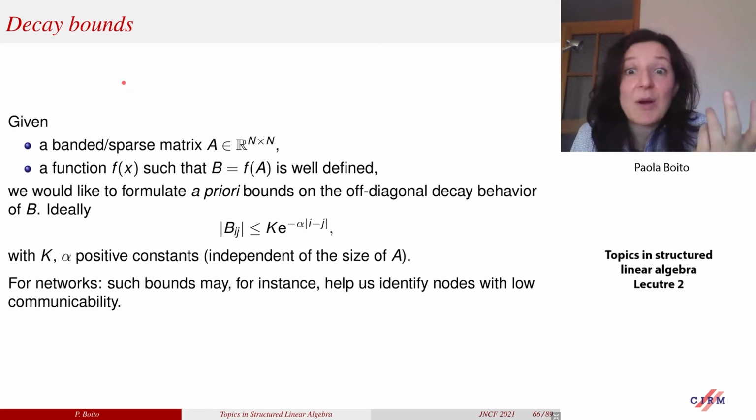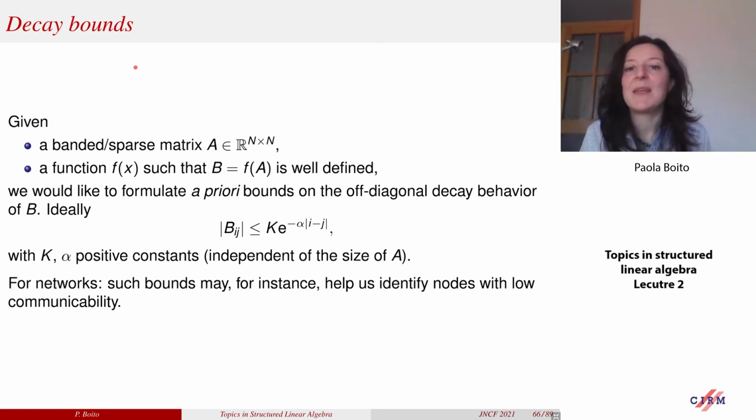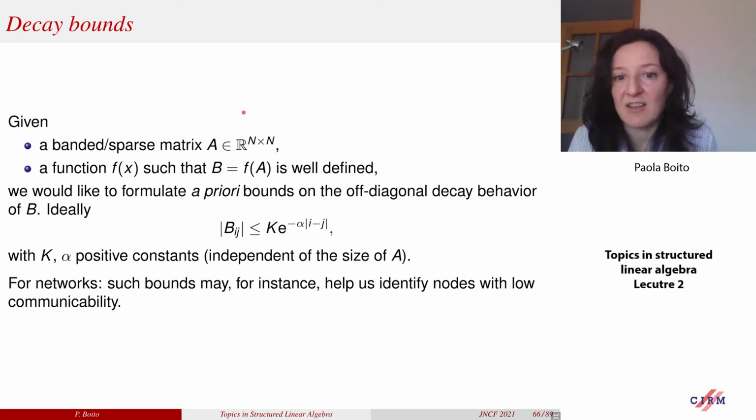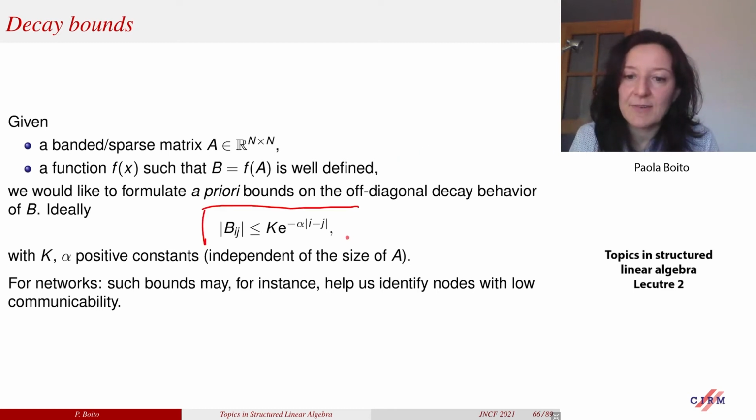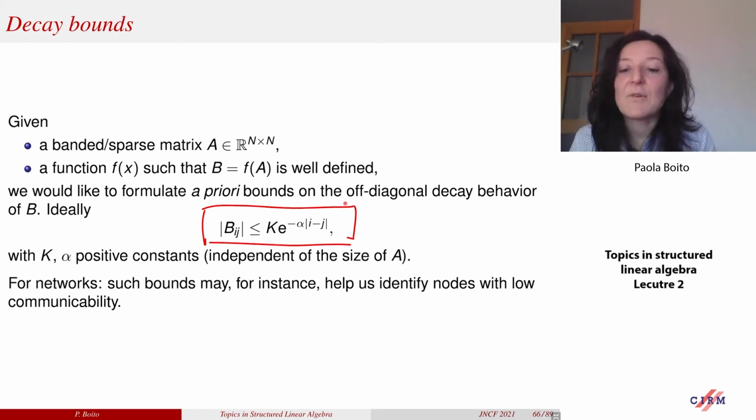Now, let's go back to our decay bounds. We'd like to characterize the decay behavior of functions of banded matrices. What kind of bounds do we want? We start from a banded or more generally sparse matrix A. We choose a function such that f of A is well defined according to the definitions we saw, and we'd like to find bounds of this kind. Ideally, we'd like to see an exponential decay of the off-diagonal entries. So we'd like the absolute value of the ijth entry of B to decrease like the exponential of minus alpha times the difference between I and J.